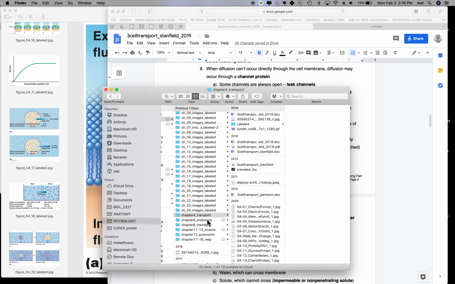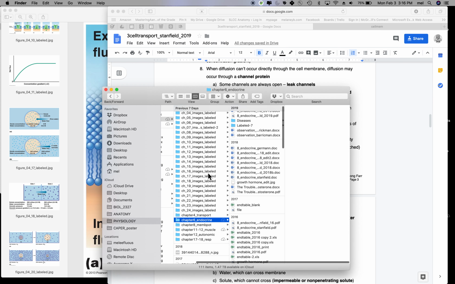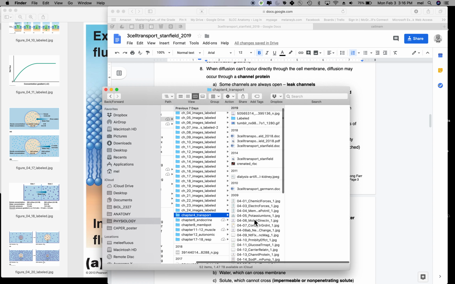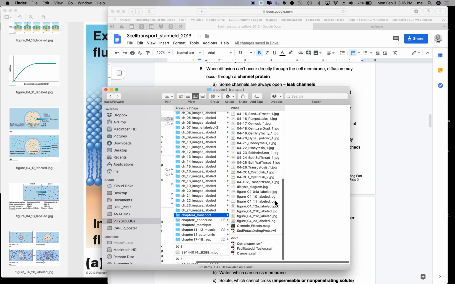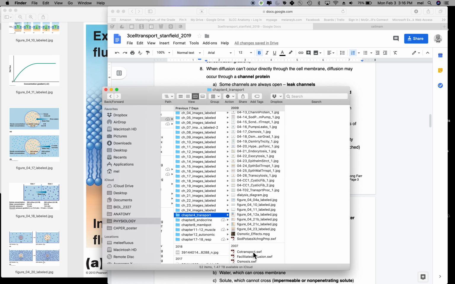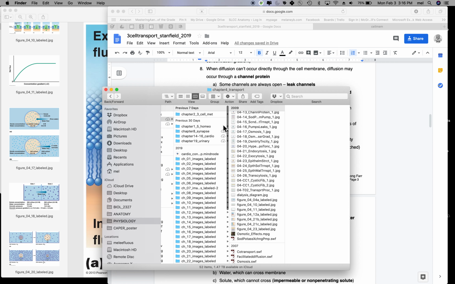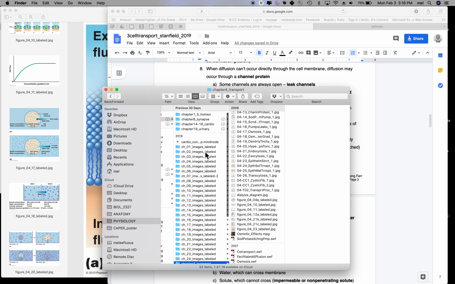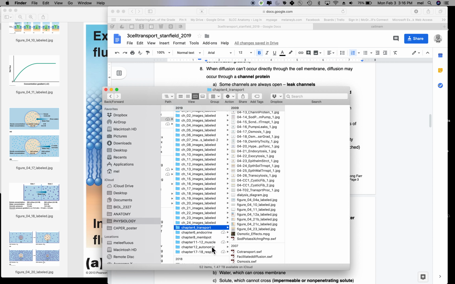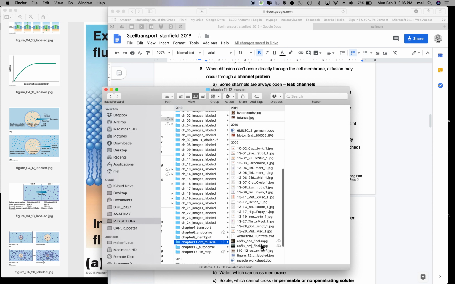Hold on, I need an animation. I usually draw this on the board, so give me just a second to look for it. So a ligand-gated ion channel. Trying to remember where it is because I don't usually do it this way. Just wait right there. I know, you're busy. Okay, this will work.